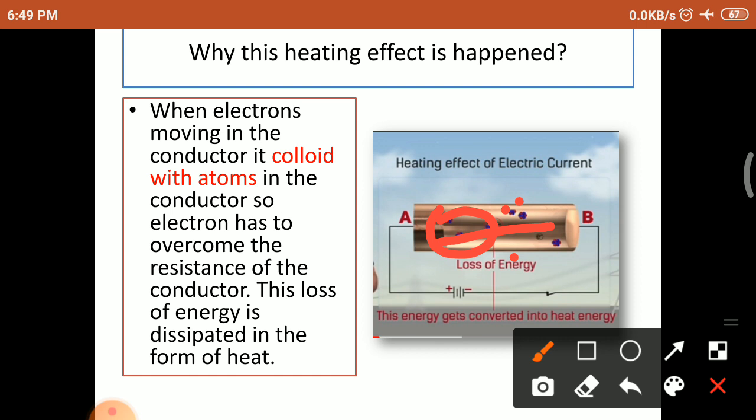Example: if you take one classroom, there are 100 members sitting in this classroom. You have to move within these 100 members. So when you are moving within these 100 members, your energy must be lost. The same as when the electrons move in the conductor, because of the collision with the atoms, they lose their energy in the form of heat.